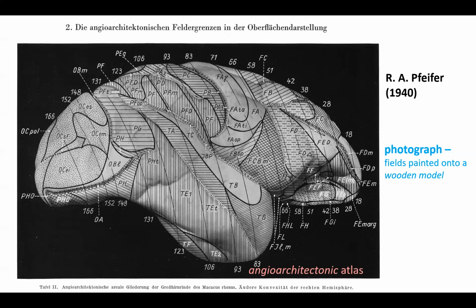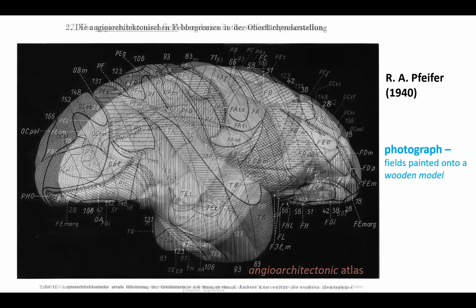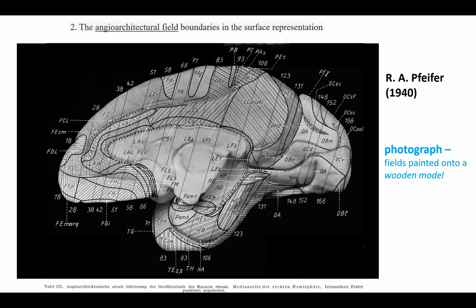So what he did here was, this is actually a photograph. He painted these angioarchitectonic fields on a wooden model of the macaque brain and just photographed it. This is the lateral view. Here's the medial view. Again, defining angioarchitectonic field boundaries that roughly correspond to these cytoarchitectonic field boundaries. But what you can appreciate here is that there's a lot of complexity in the angioarchitecture or vascular architecture, which is really reflecting a lot of the functional architecture as well.